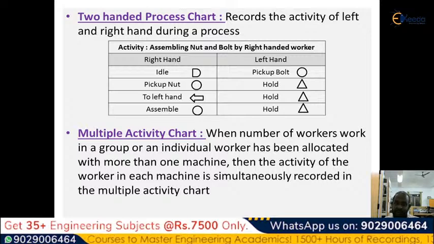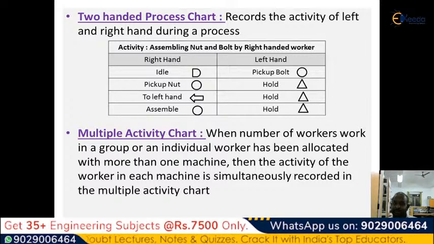So just imagine this particular situation. You are a right-hander. So imagine this situation. You are going to assemble a nut and bolt. So what you will be doing is, you will be picking up the bolt in the left hand. During that particular time, your right hand will be idle. So again, the corresponding symbols I have given.